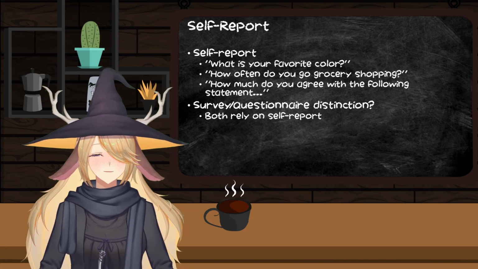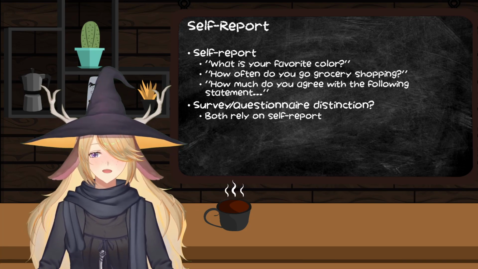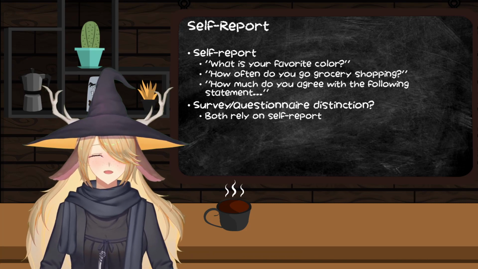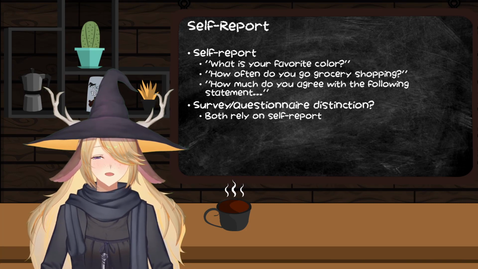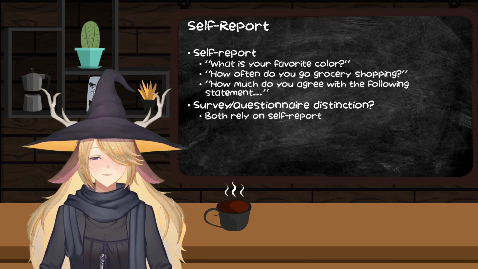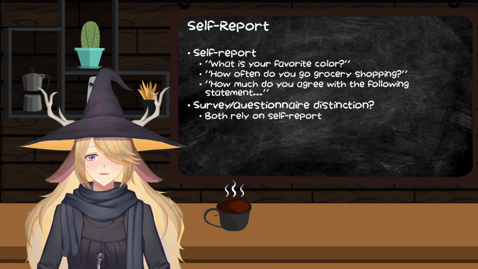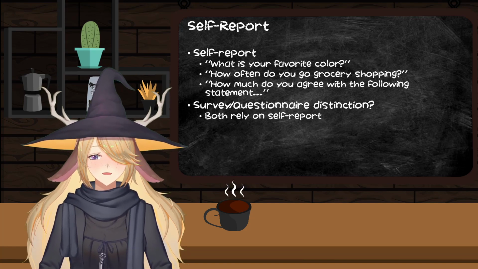All right. So we're trying to collect data. There are a couple different ways to do this. We talked about the design. Now let's talk about how we treat data. One way to do this is self-report. I can just ask somebody, what's your favorite color? Do you agree with the following statement? And so on and so forth.